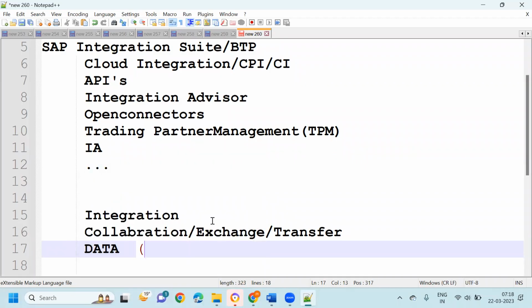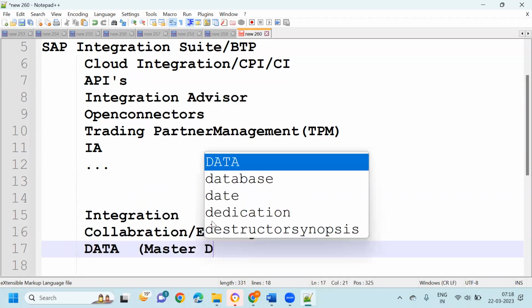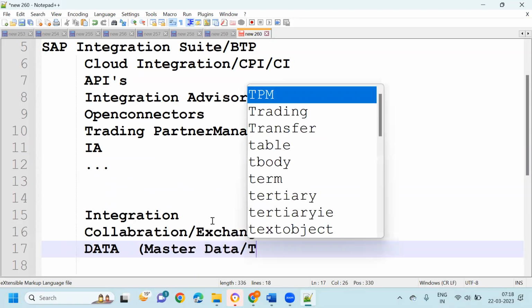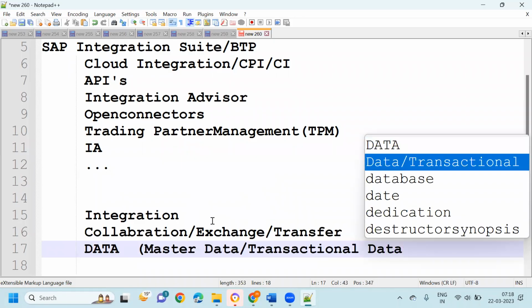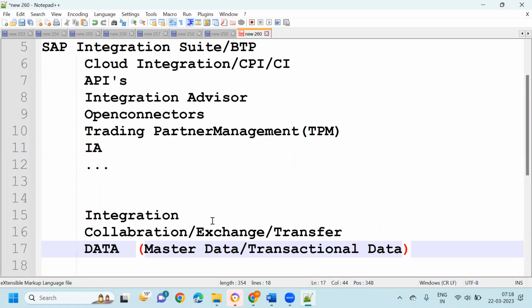It may be master data, it may be transactional data, depending on our business. It may be any data here, master data or transactional data. You need to remember this case.